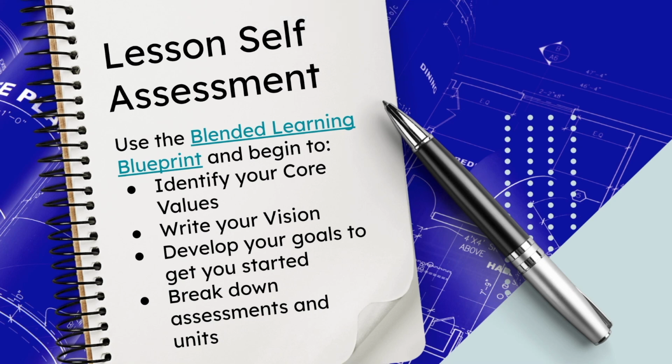For your self-assessment, you'll use the Blended Learning Blueprint and begin to identify your core values, write down your vision for your work, develop your goals to get started, and begin maybe breaking down assessments in units. At the end of the module, you'll have an assessment where you'll be able to identify your core values, write down your vision, and share your 14-day goal to get you started with blended learning. Feel free at any time to go back and review this coursework or to look at the slide deck.